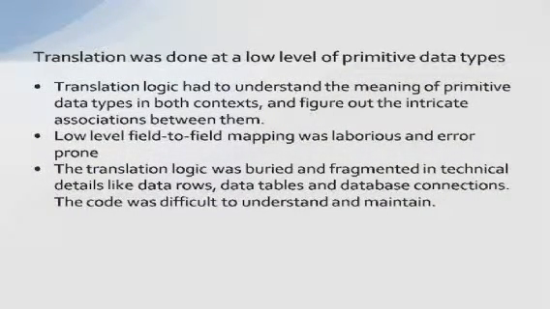Because translation was implemented at low-level primitive data types, the translation logic had to understand the meaning of those integers and strings in both contexts and figure out the intricate association between them. Such low-level field-to-field mapping was very tedious to write and very easy to make mistakes in. It also caused duplicate code across the whole component. As you notice from the code, the translation logic was buried and fragmented in technical details like data connections and data tables. The code was very difficult to understand and maintain.